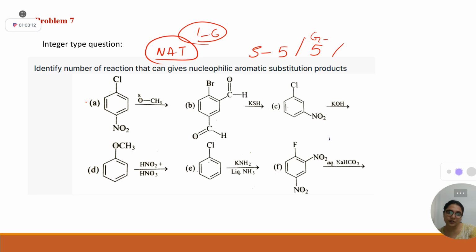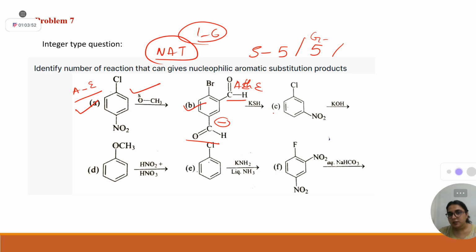Okay, let's check one by one. In option number A, type 1, type 2. Type 1. That means addition then Type 1 elimination. Very good. So it is feasible, right? It will add. This NO2 will stabilize that negative charge, and at last this chlorine will eliminate and OCH3 will come. So it is correct. Option number B is also correct, right? This is addition then elimination. These are also electron withdrawing groups, yes or no? They can also stabilize that negative charge. So option number B is also correct.